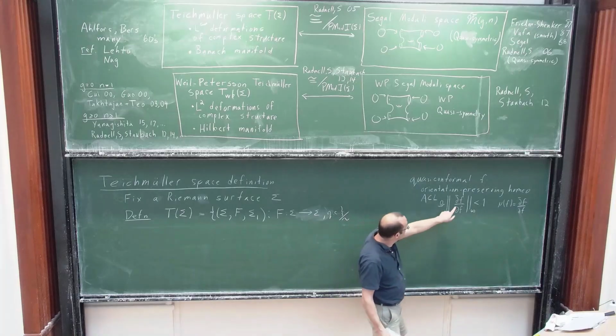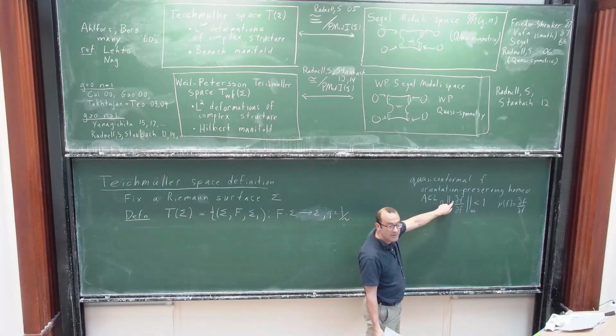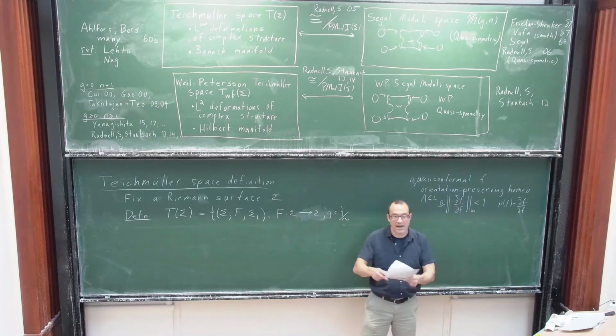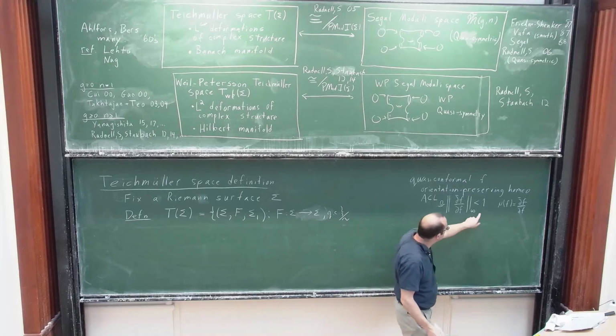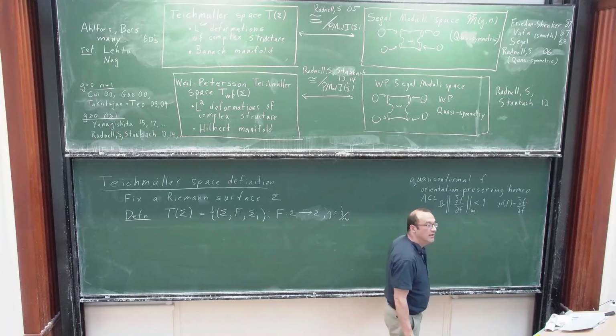So, if this were 0, then d bar f would be 0. It's a complex analytic map. But this is sort of allowing some distortion of angle, and this condition is that it doesn't distort too much.